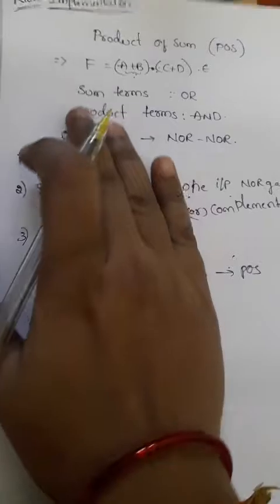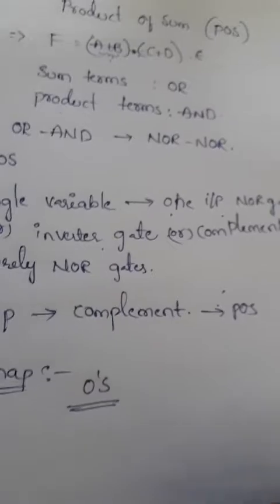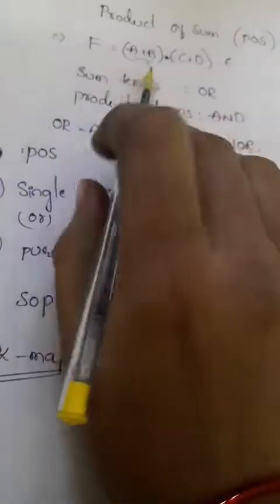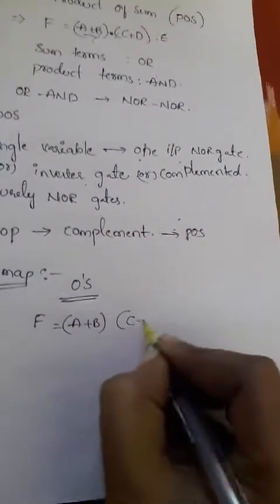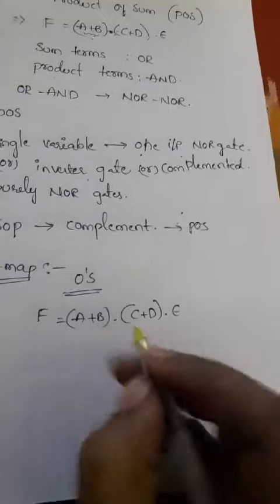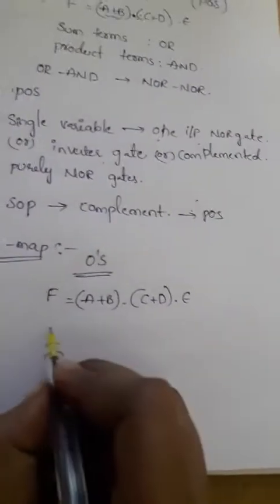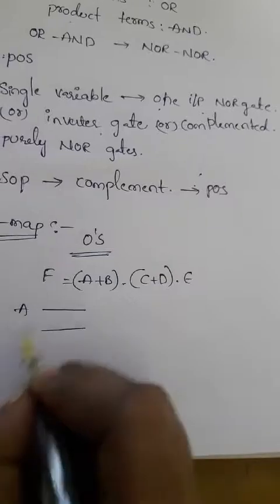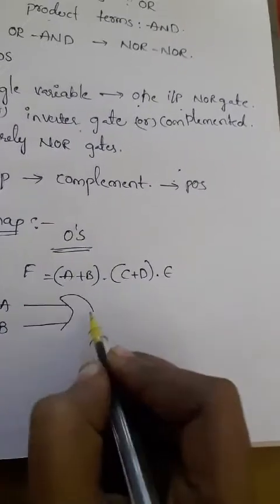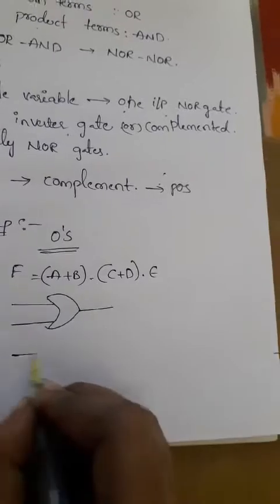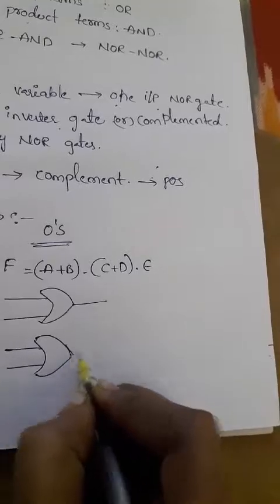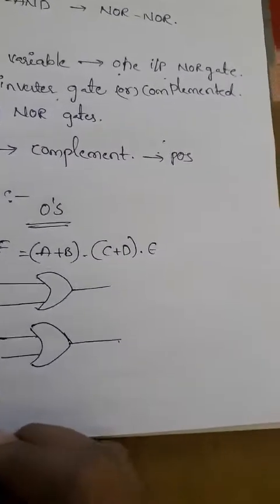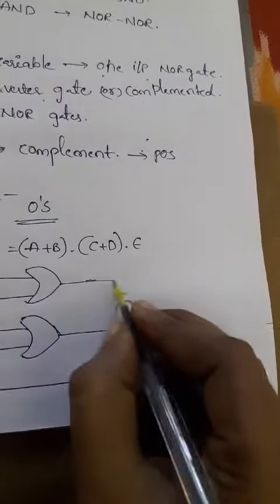To implement with NOR gates, I can consider one example. Here we have f equals (a plus b) into (c plus d) into e. Directly this is in the form of POS notation, right? Here a plus b is a sum term, so we can represent it as an OR gate. In the same way, c plus d also is a sum term, so we can express it as an OR gate. But here e is a single variable, so I am taking it directly without a gate.